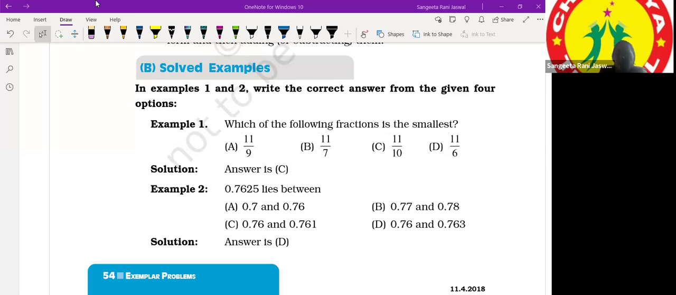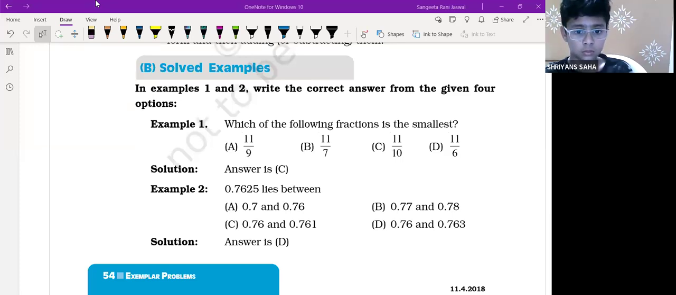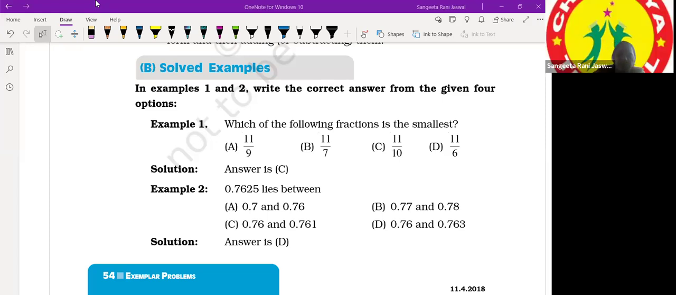Which of the following fractions is the smallest? Which is the smallest fraction? See, whichever has the greater denominator, that fraction will be the smallest one. Have we done that? We have done, no? Yes, ma'am. Okay, now see the next one.